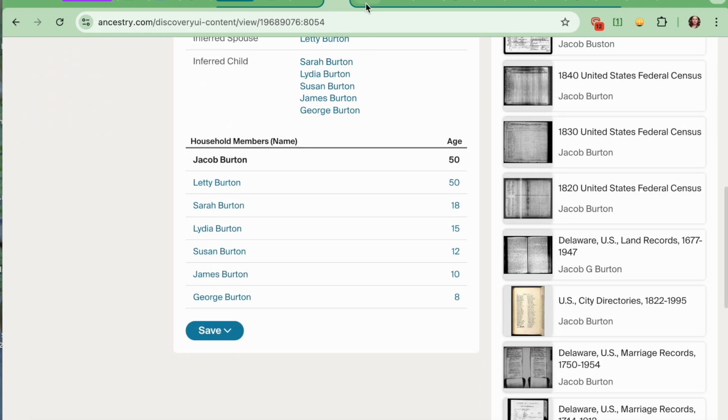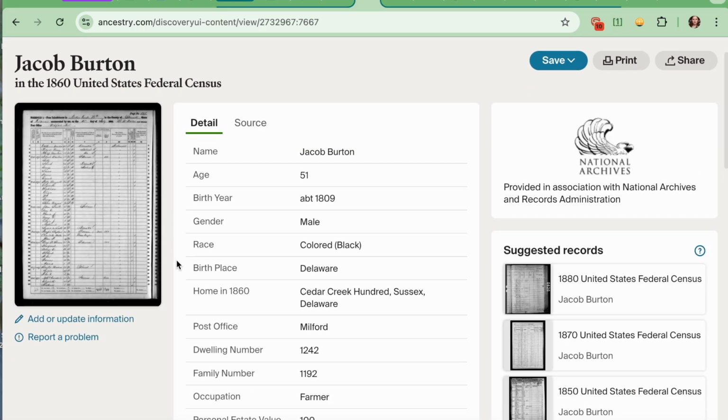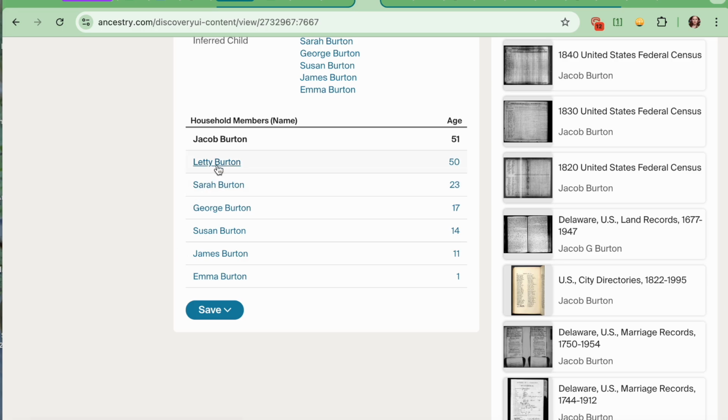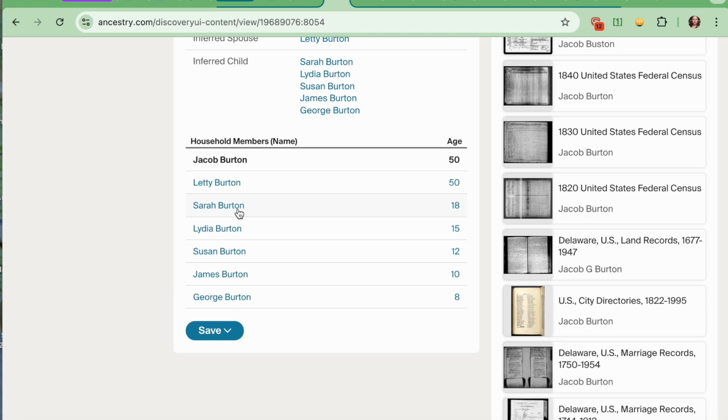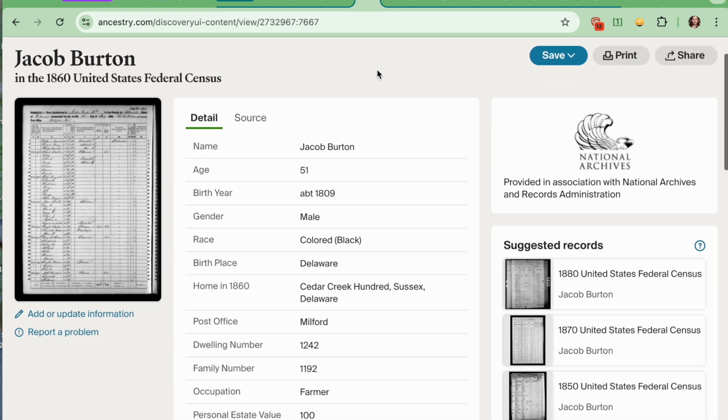Then I go to the 1860 census, and here's Jacob, born about 1809. Same Jacob, because here he is with his wife Letty, Sarah, George, Susan. Remember, we have Sarah, Lydia, Susan, James, George. They're in a slightly different order. Susan, James, and then Emma, age 1. That's the 1860.